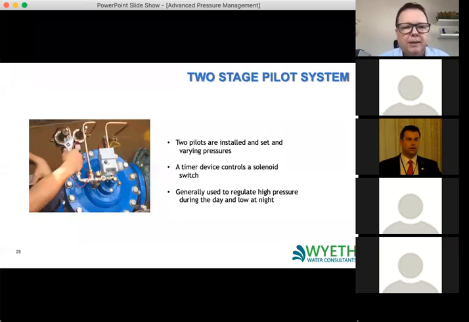These timer devices are the things that people use for irrigation of gardens or golf courses or parks. When they want to switch on the sprinklers, they use these irrigation timers. We can use those same timers to switch over from a high pressure to a low pressure.